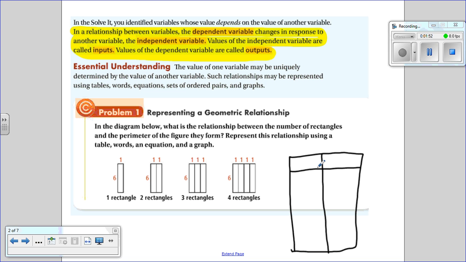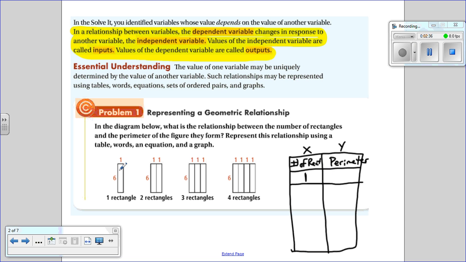And our independent is what we're putting in, what we can control. The dependent will change depending on whatever our input is. And so we are going to put the number of rectangles here, and this will be the perimeter. So you can think of this as our X and our Y. Okay, so whenever we have one rectangle, how big was our perimeter?